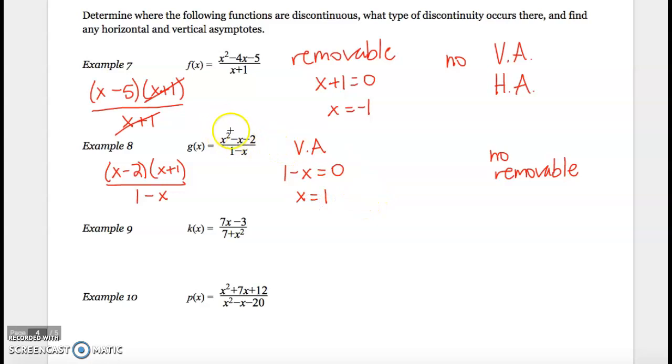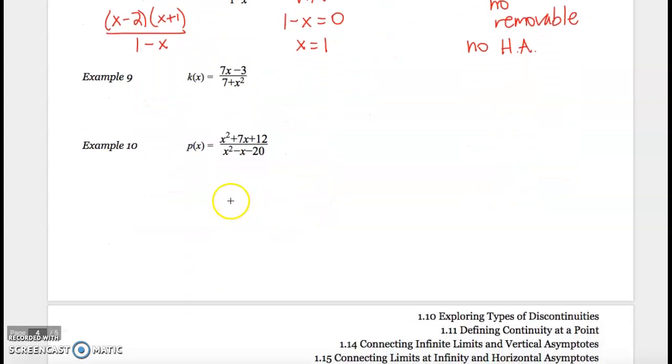And then again, we have to compare the leading degrees. So my biggest degree is in the top, so my leading degree of the numerator is greater than my leading degree of the denominator, so I have no horizontal asymptotes, again, in this one. All right, let's look at example 9 and example 10. So in example 9, let's see. I don't think there's anything we can do. Nope, no factoring can be involved, so automatically I'm going to have no removable.